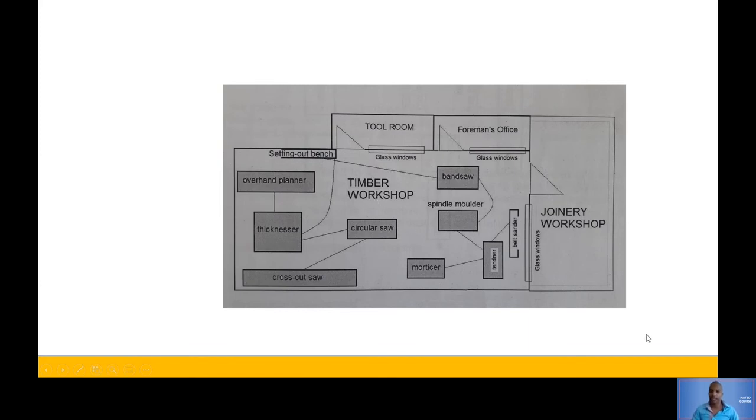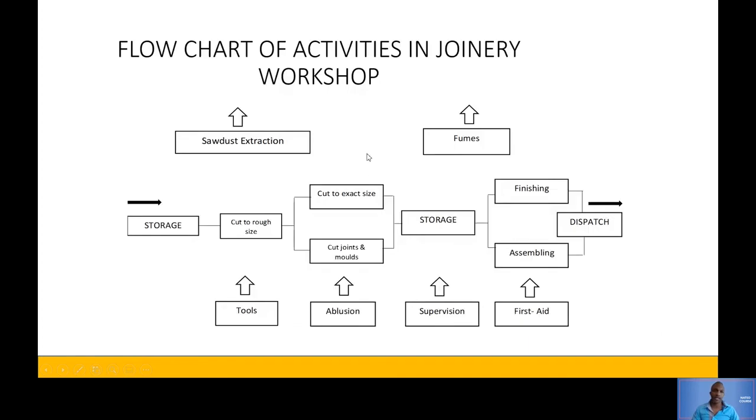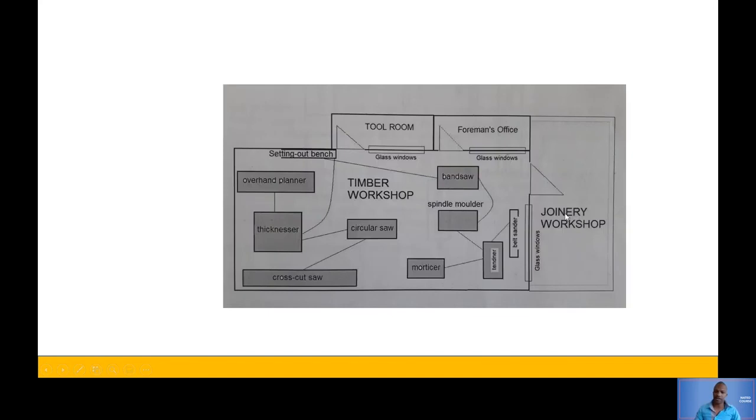Okay, let us move on. Now, this is a flow chart of activities in a joinery workshop. It's the same thing. Just that workshop, this is just putting more details to it. Things that are in that workshop. So if you can think of a joinery workshop, remember here, I said you have a joinery workshop here. That's where you do further things to the door.